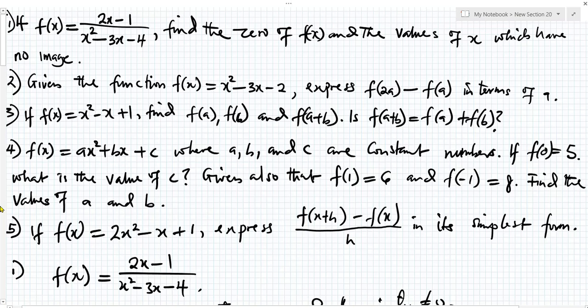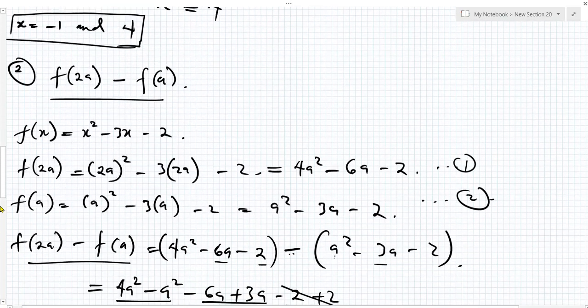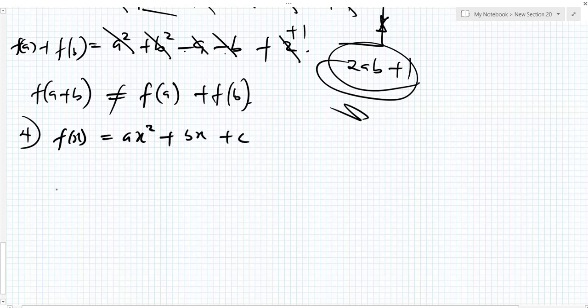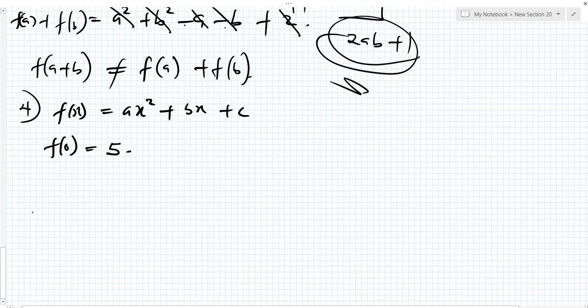So number 4, f of x is equal to ax squared plus bx plus c, where a, b and c are constant numbers. If f of 0 is equal to 5, what is the value of c? Okay, f of x is equal to ax squared plus bx plus c. Now if f of 0 is equal to 5, what is the value of c?